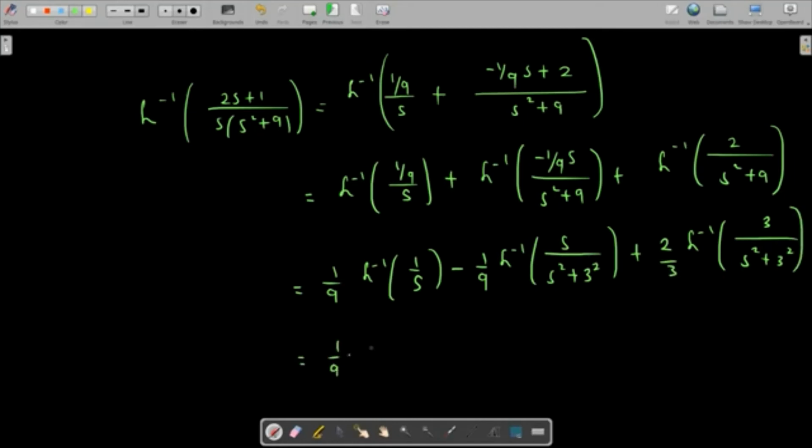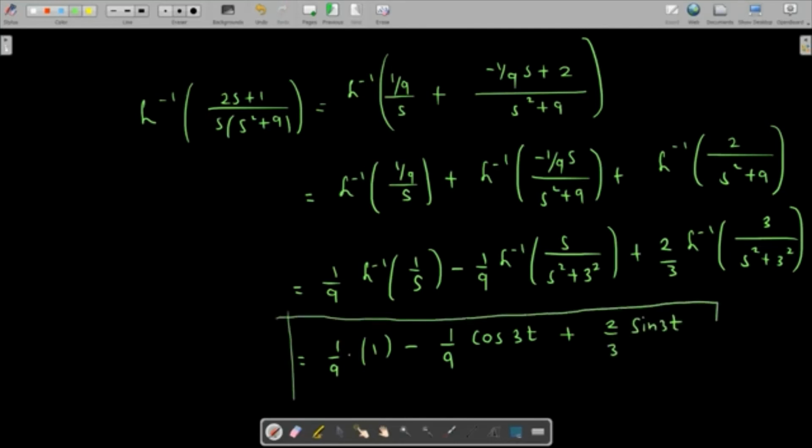So this becomes 1 over 9 times the inverse Laplace of 1 over s, which is 1. The inverse Laplace of s over (s² + 3²) is cos 3t. And the inverse Laplace of 3 over (s² + 3²) is sin 3t. This is the final answer for the inverse Laplace of that particular function.